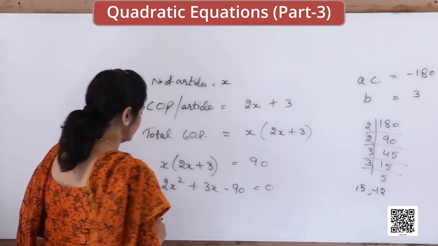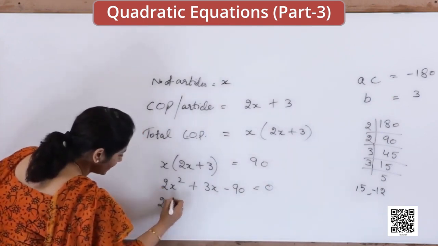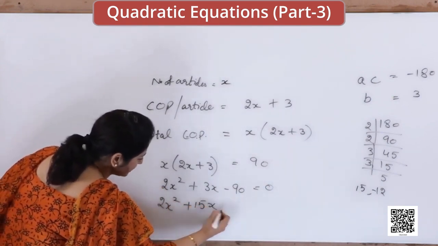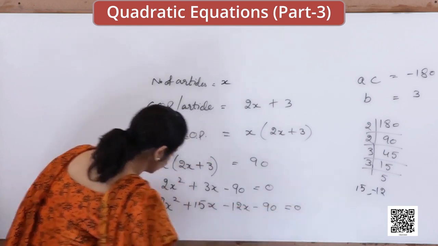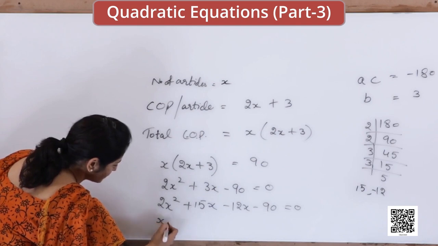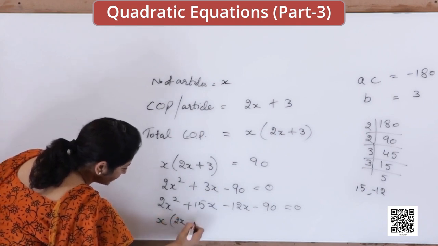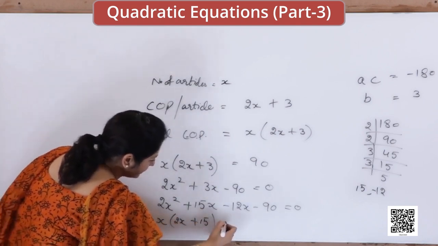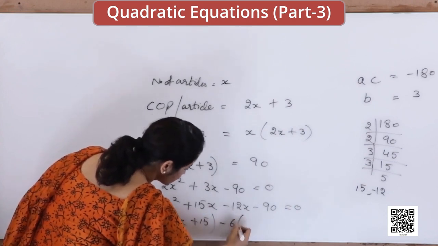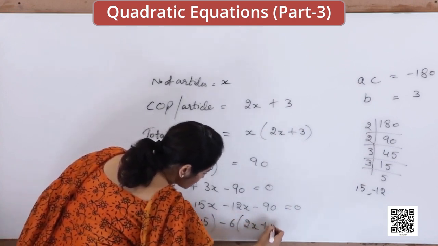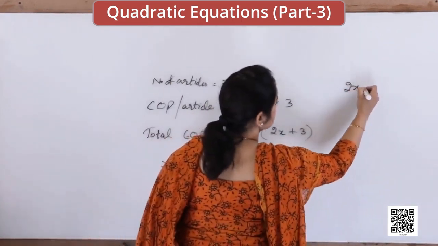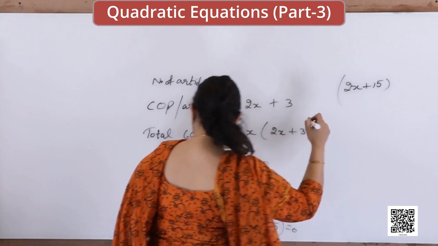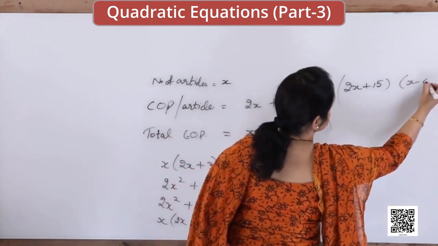15 and minus 12. So we can write it like 2x square plus 15x minus 12x minus 90 equals to 0. Now taking x as common, we get x into 2x plus 15, and here minus 6 into 2x plus 15. So the two factors will be 2x plus 15 and x minus 6.